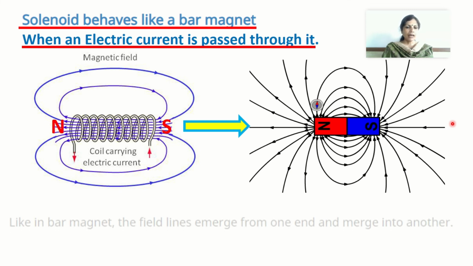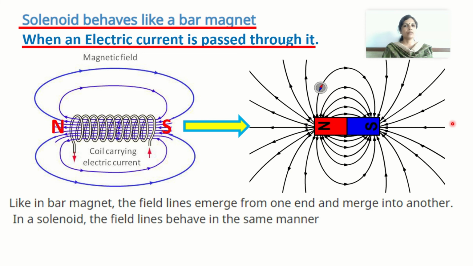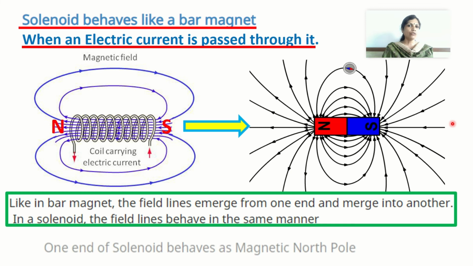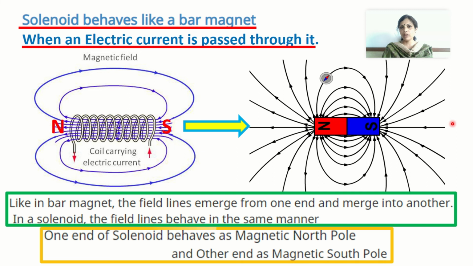So like in the bar magnet, the field lines emerge from one end and merge into another. In a solenoid, we observe the same thing. The field lines behave in the same manner in the case of a solenoid. Alright, this is an important point. One end of the solenoid behaves as the magnetic north pole and the other end as the magnetic south pole. And we discussed how you will find out which is the north pole and which is the south pole, and it is completely dependent upon how you connect the battery to the two free ends of the solenoid.